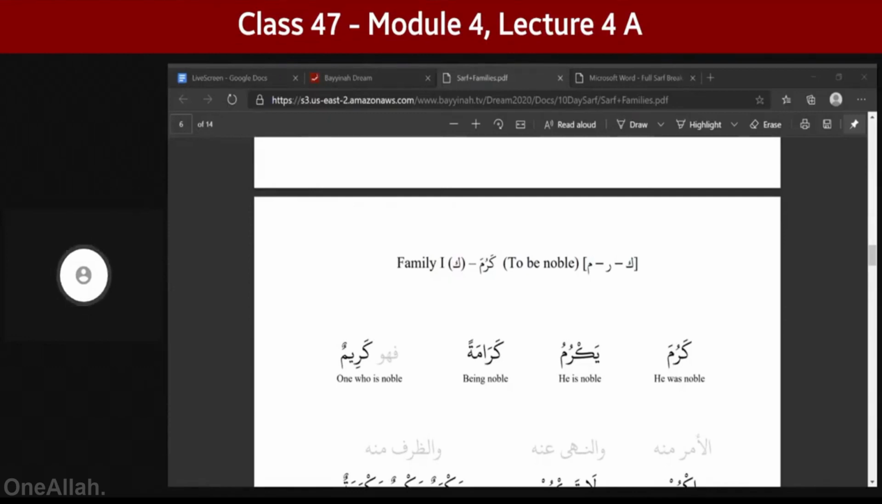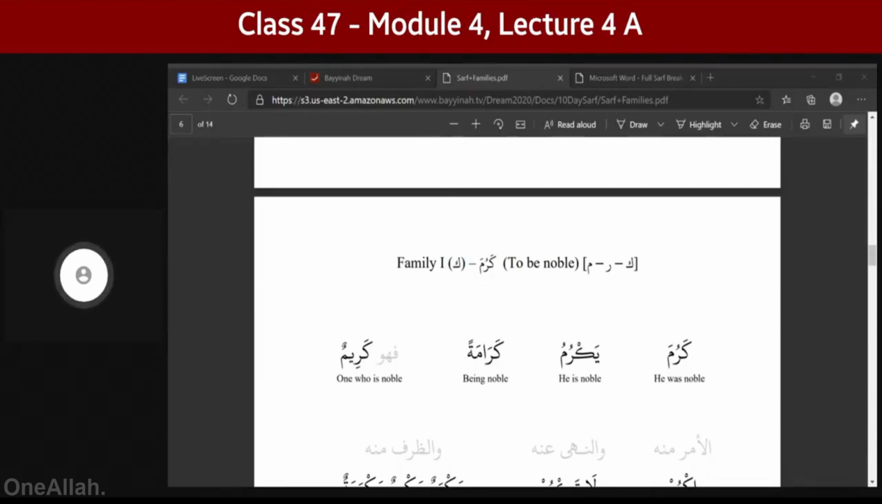Will you learn all the masdars? Well, that's like saying, will you learn all the words in the Arabic language, or even all the words in the English language? That's a very big task. So it's totally up to you. If you can take the time to do it, then Bismillah.